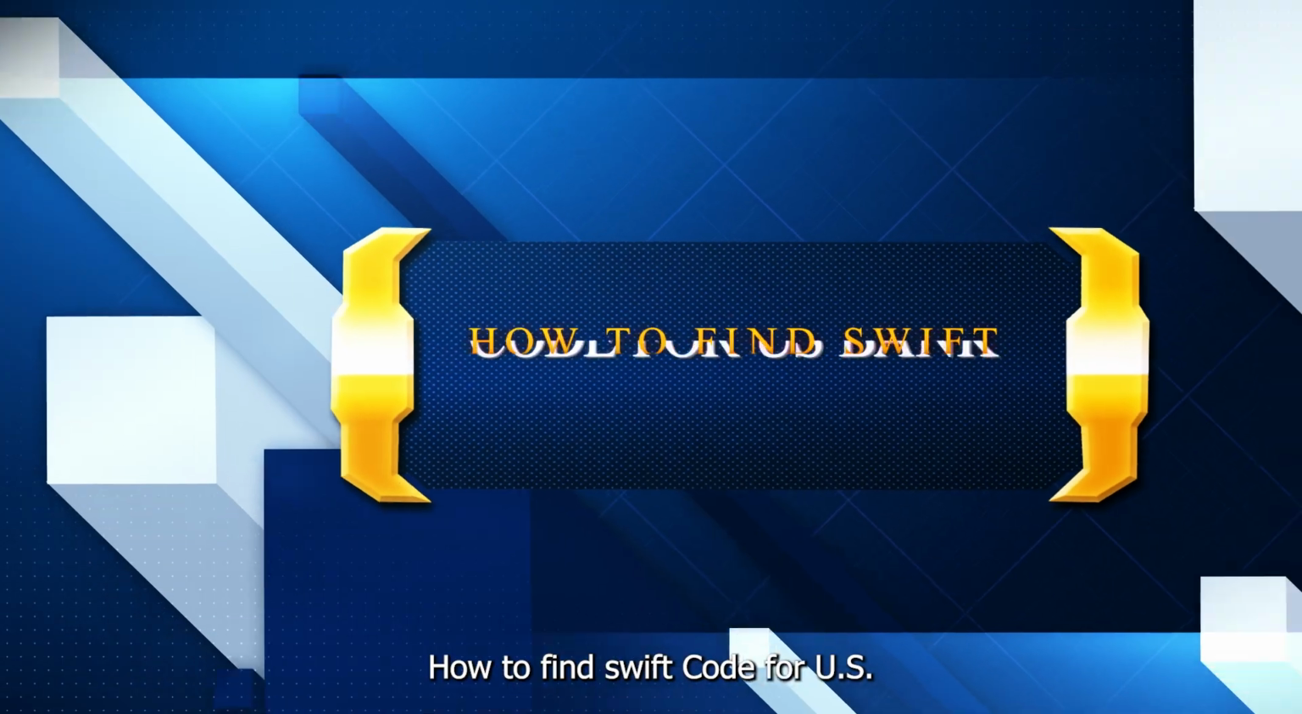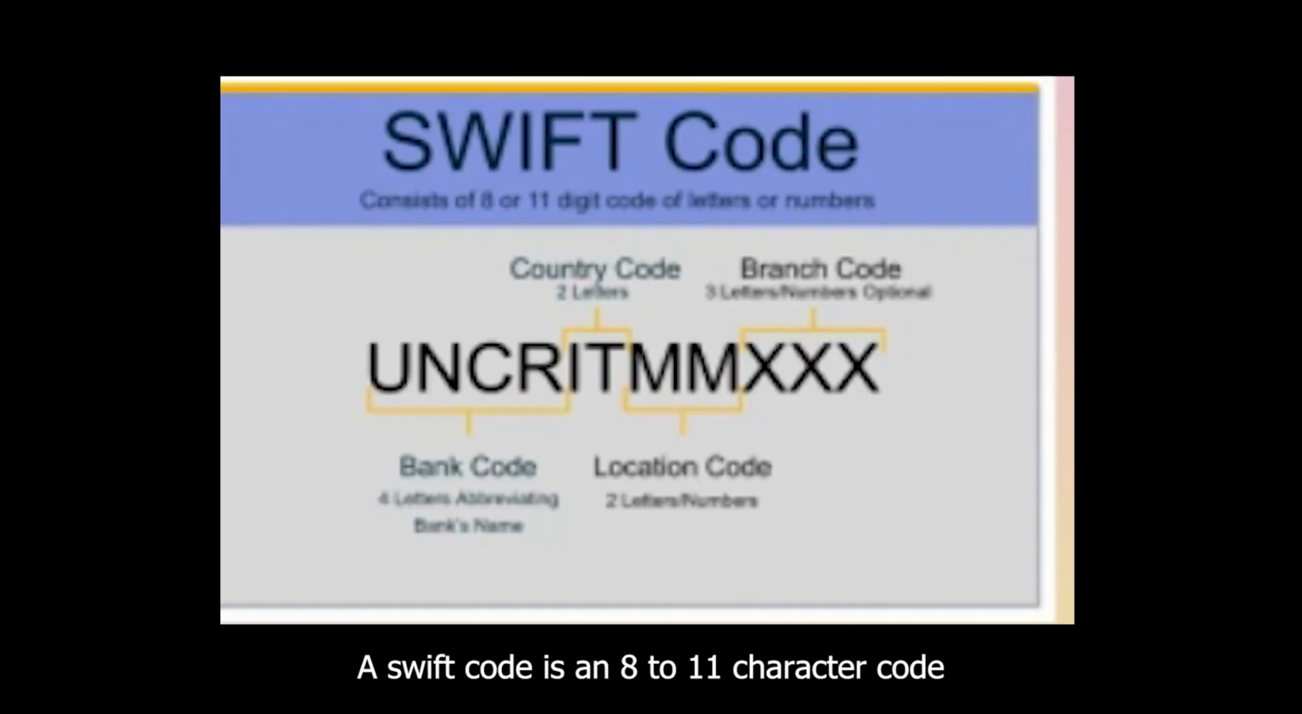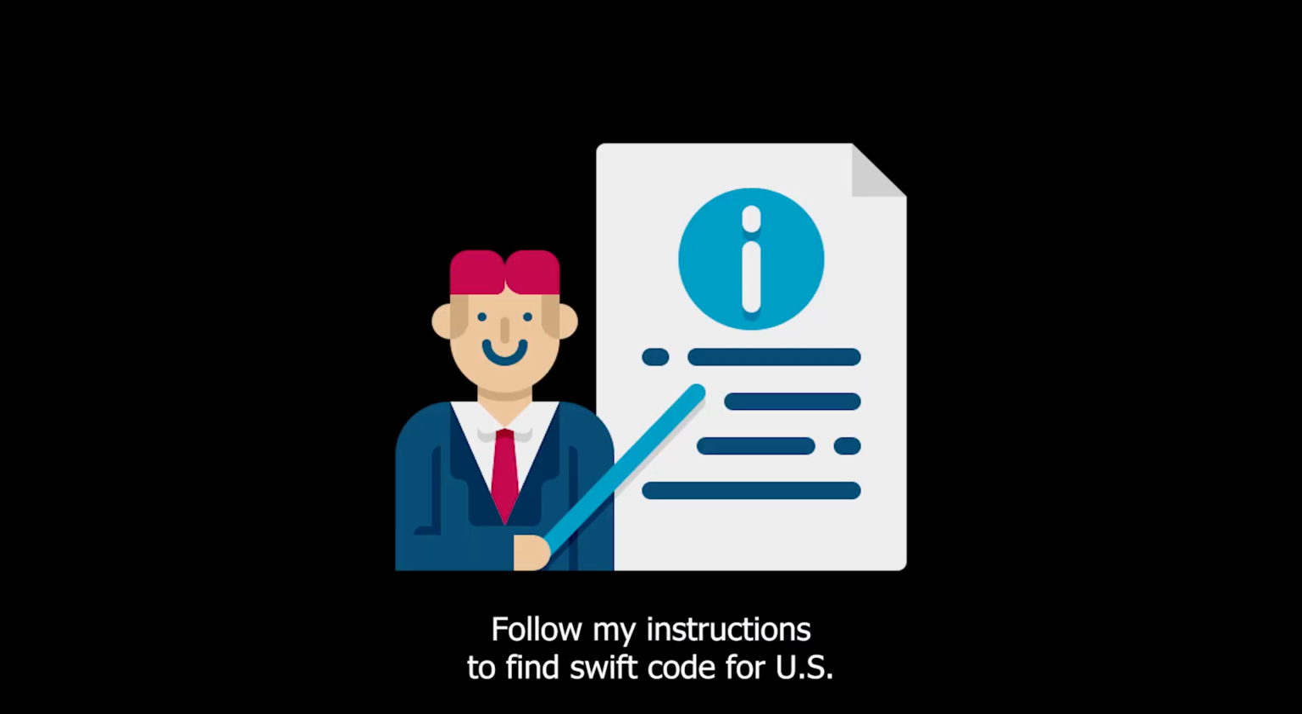How to find SWIFT code for U.S. Bank. A SWIFT code is an 8 to 11 character code that identifies your country, city, bank, and branch. Follow my instructions to find SWIFT code for U.S. Bank.